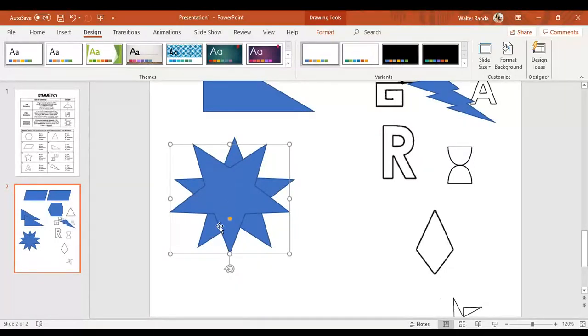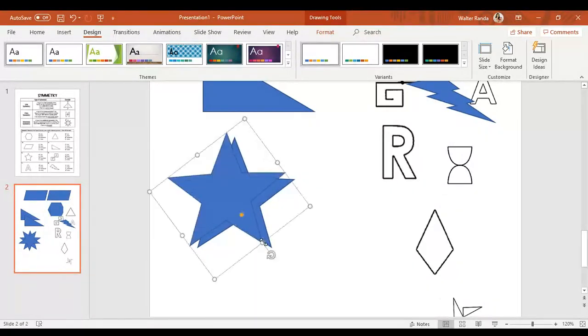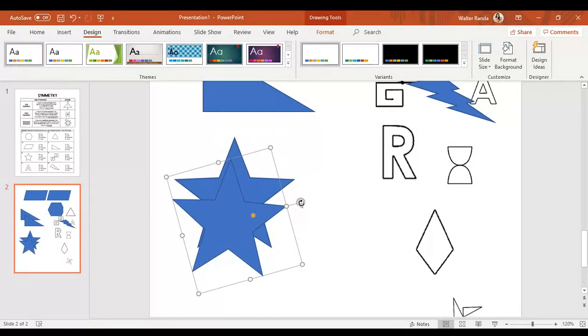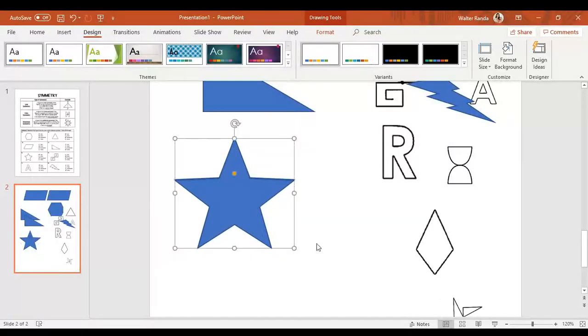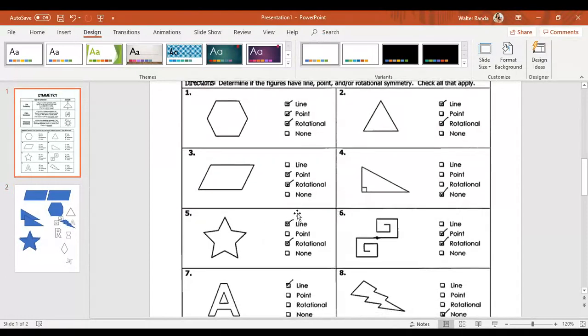So let's see if it has any sort of rotational symmetry. So let me just turn it a little bit more and see. So remember, this is the top point that I'm dragging right here. So if I turn it and boom, it looks like it maps right onto itself. And I could keep turning it. There's that top point, and it does kind of map onto itself. So this actually does have rotational symmetry. So this kind of star figure has rotational symmetry. So I would do line and rotational. So notice it has rotational, but not point.